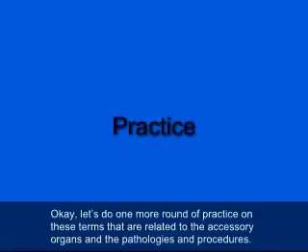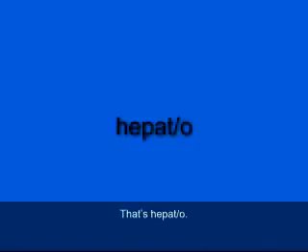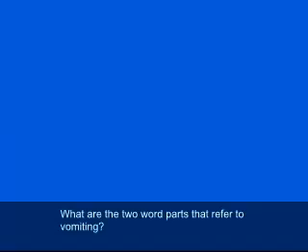Okay, let's do one more round of practice here on these terms related to the accessory organs and the pathologies and procedures. Number one, what is the word part that refers to the liver? That's hepato, H-E-P-A-T/O. And what are the two word parts that refer to vomiting? Well, we have the combining form emeto, E-M-E-T/O, and then we have our suffix emesis, hyphen E-M-E-S-I-S.